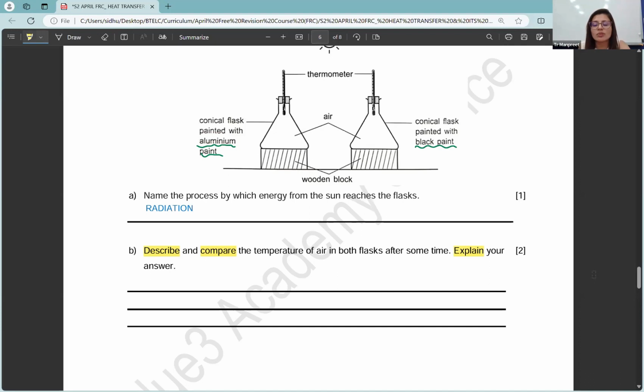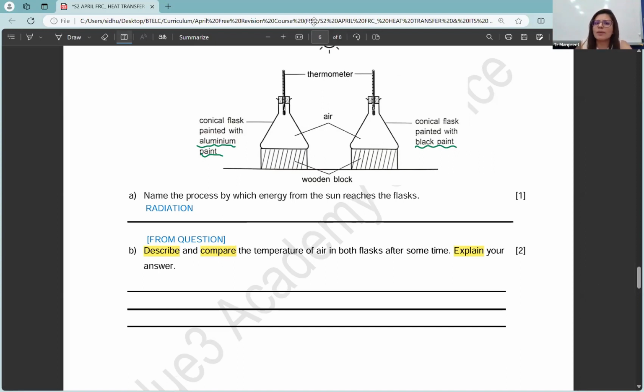Now, when you describe, you're going to use information from the question. When you are comparing, you are looking at the two experimental setups given to you. So all this is from the question itself. Just by looking at this, we know that we want the temperature of air. The temperature increase in the conical flask painted with the black paint would be greater than the aluminium paint.